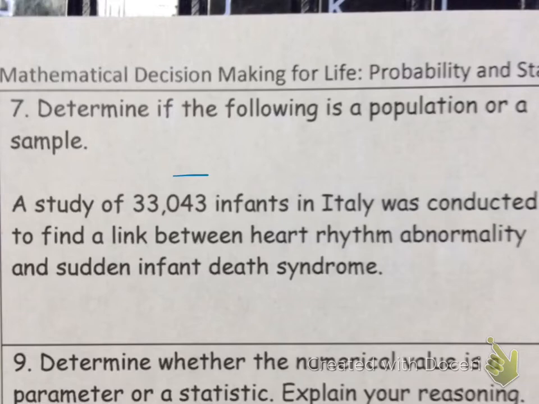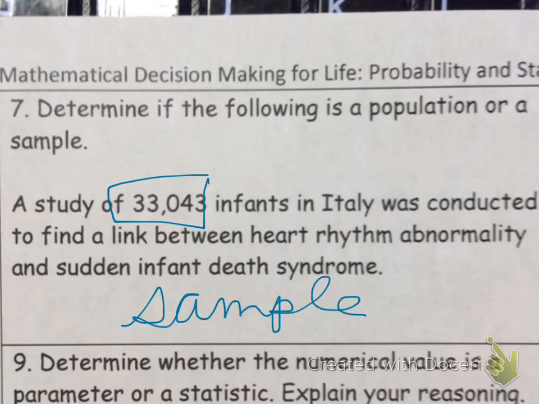Well, I'm going to say, because it's 33,043 infants in Italy, we're not 100% sure that was all of the infants in Italy. So Italy has a huge population, and maybe that was all of the infants, but because I don't know for sure, I'm going to say that was a sample. If it would have said a study of all 33,043 infants, then I would have said population, but because it didn't say that, I'm going to say sample.